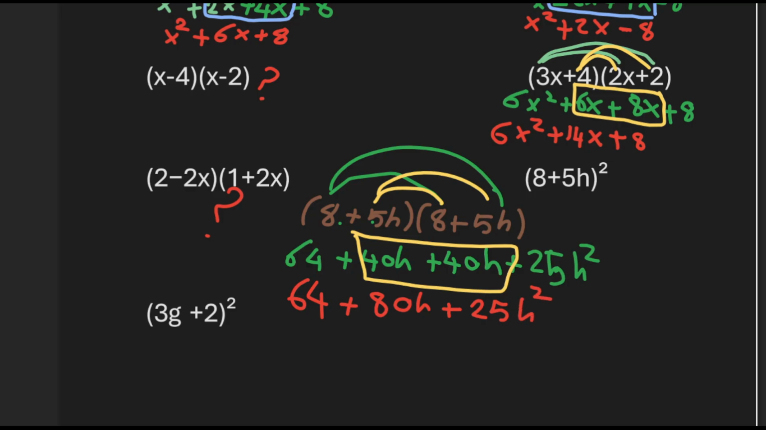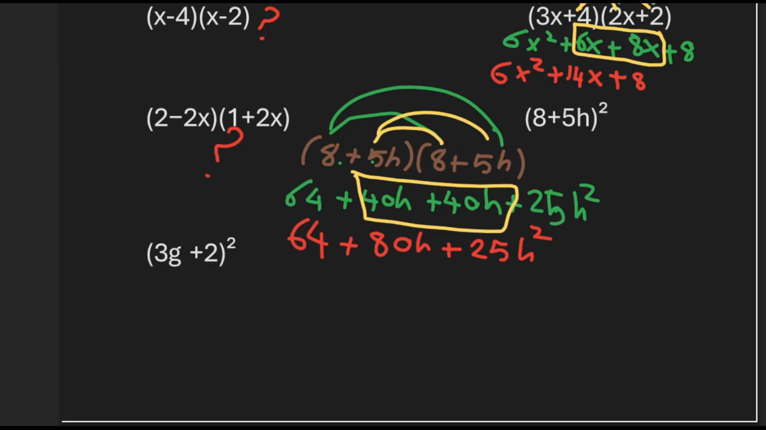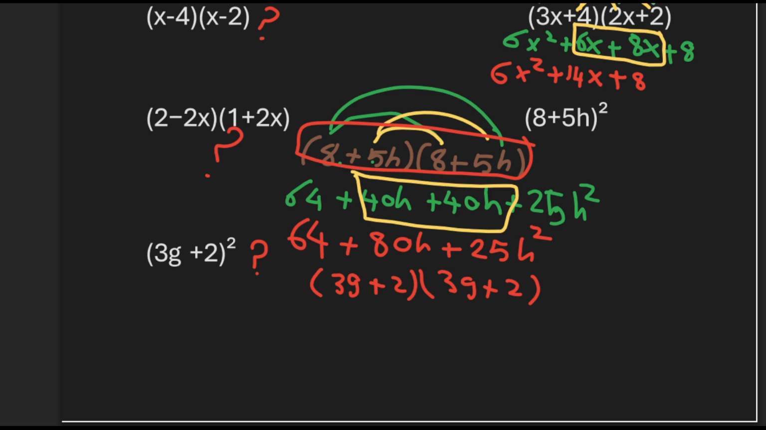Was it easy? Now the last question here is yours. Can you please try this and comment your answer? I'll give you a hint. You'll make 3g plus 2 times 3g plus 2 and then expand these nice brackets.